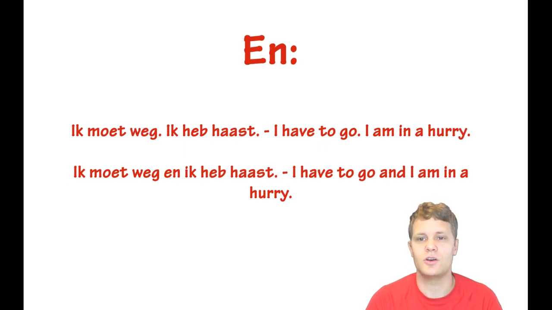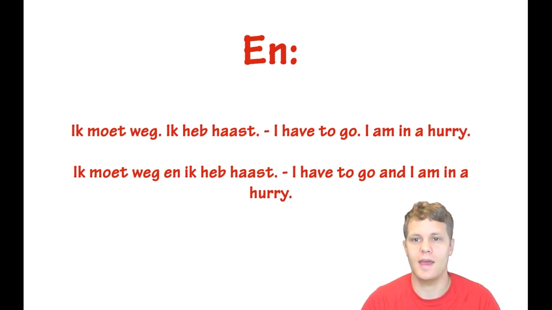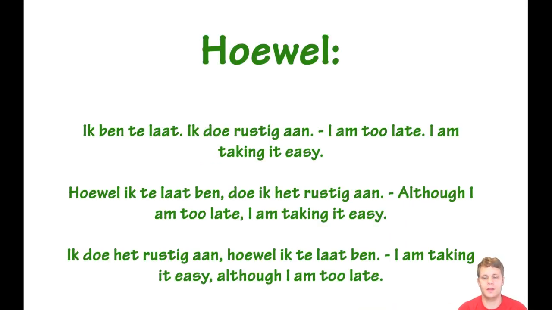And en is also really easy. Ik moet weg. I must away is it literally. I have to go. Ik heb haast. I am in a hurry. And ik heb haast sounds more like I have haste, right? Like the old English. I have to go, I'm in a hurry. If you want to say, I must go and I am in a hurry, you just put the word en in there and it's done. You don't even need a comma. Ik moet weg en ik heb haast. Very simple.